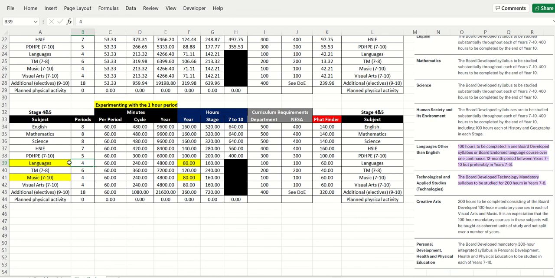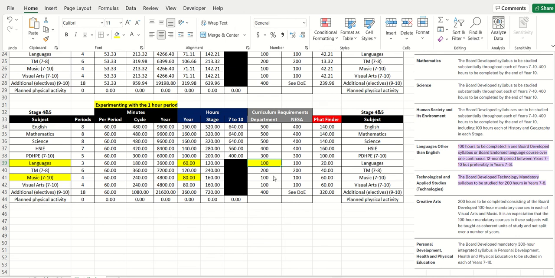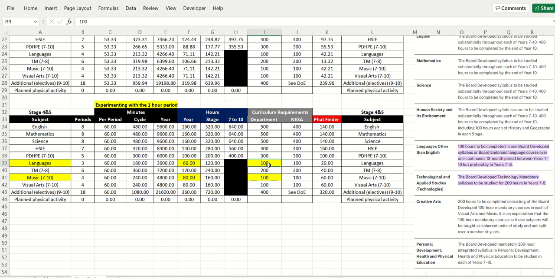Obviously languages and stuff. Why I've highlighted these yellows is because if we dropped languages to 3 periods, it would give us 60 hours in the year, which would give us 100 hours in the stage. Now we need 100 hours. I should highlight that yellow as well. We actually need 100 hours in the stage because that's the department requirements.